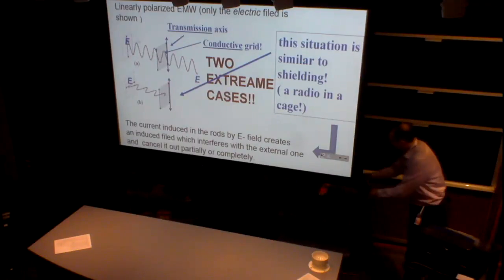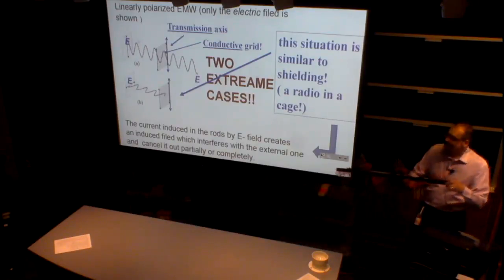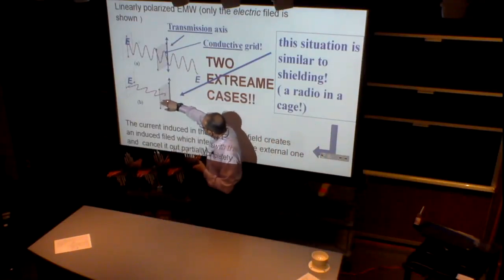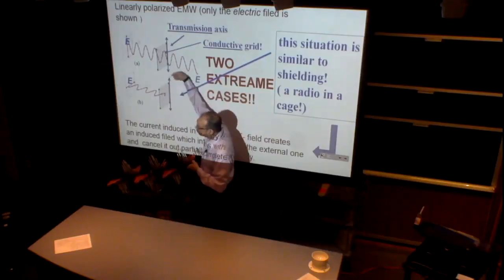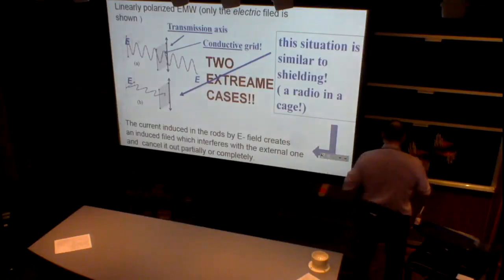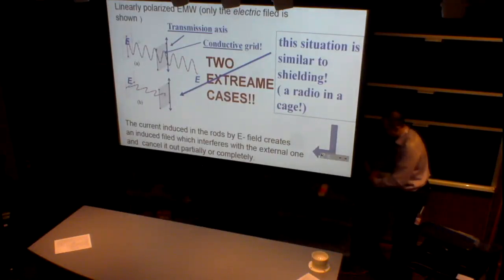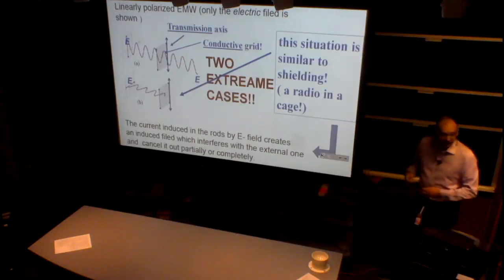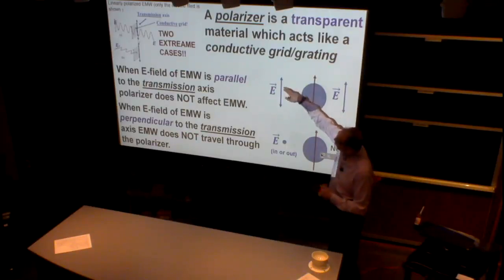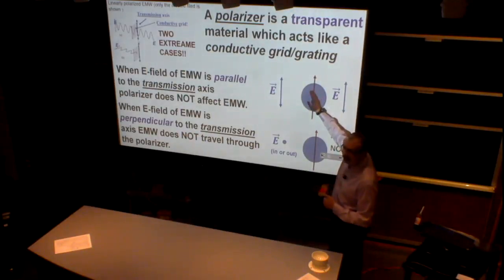But if an electromagnetic wave travels and encounters a conductive grid in such a way that the electric field is perpendicular, it doesn't affect electrons, so it gets through without any change. So these are two extreme situations. And of course, in between. This direction, which doesn't affect the wave, has a name, the transmission axis. This device has a name, a polarizer, and we will soon say why.